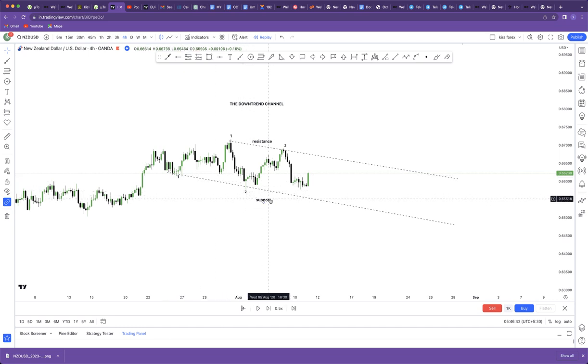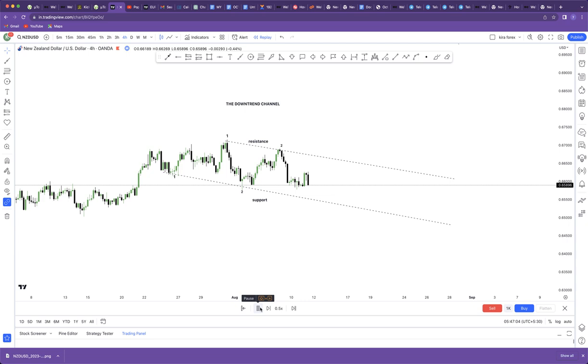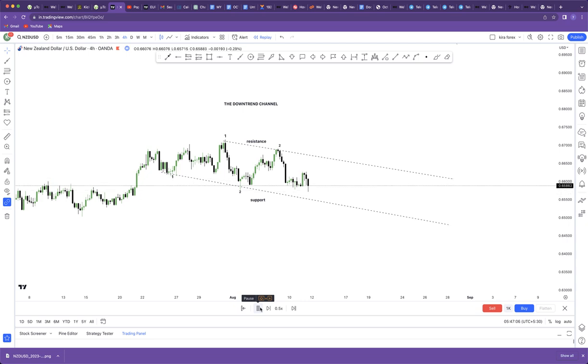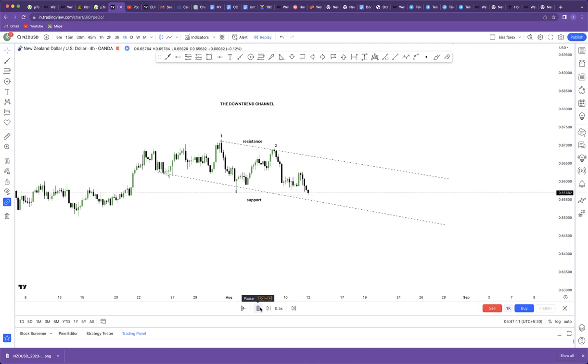So where we are going to be taking our buy and sell will be on the third touch. So we are going to take our sell on the third touch on the resistance and also take our buy on the third touch on the support. So let's see how price reacted on the resistance and the support in this channel. So you can see the movement of price in the channel.